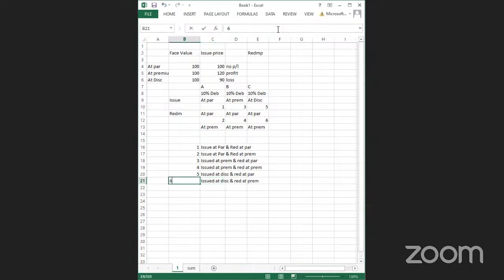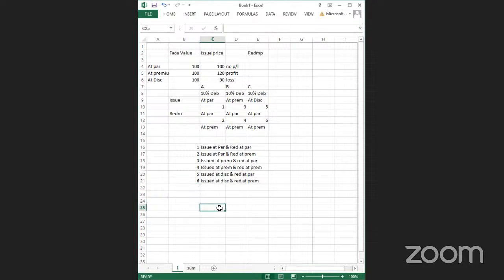Students, have you understood this? I hope it is clear. There are 6 options. Okay. So issue can be at 3 types. Issue can take place in the 3 forms: par, premium, and discount. But redemption can be in 2 forms only, either at par or premium. Clear? So 3 into 2, 6. 6 options are there. Okay, clear?